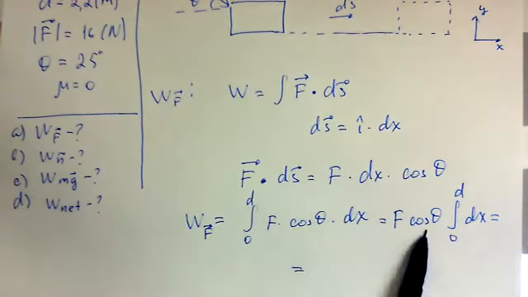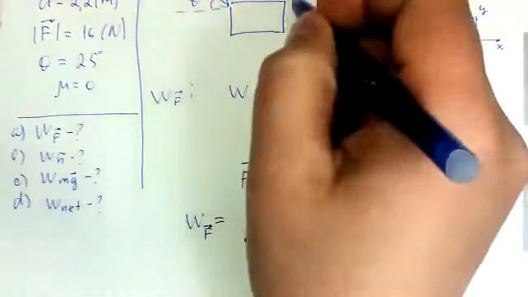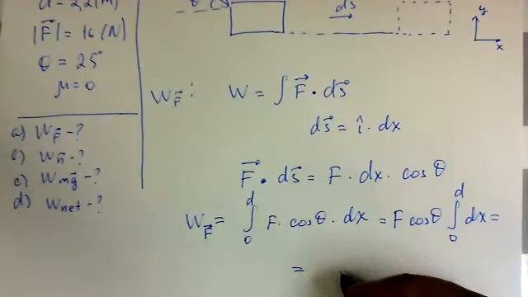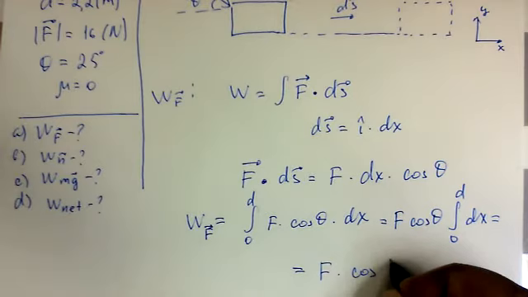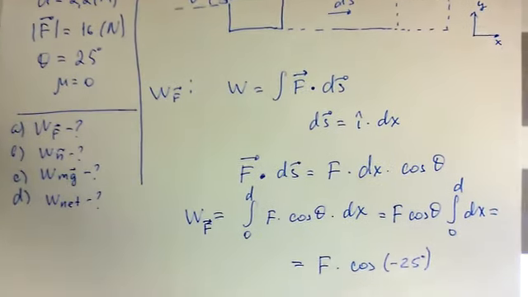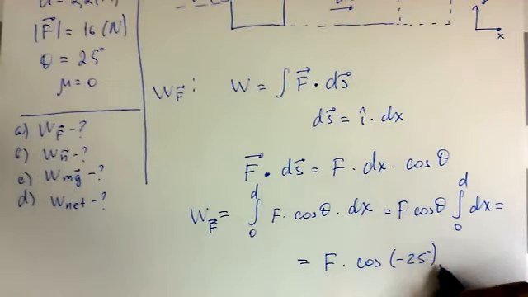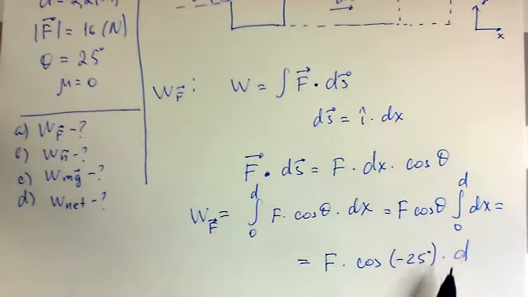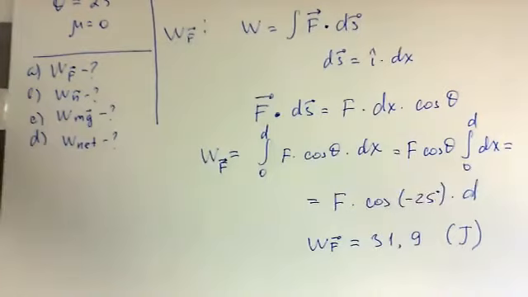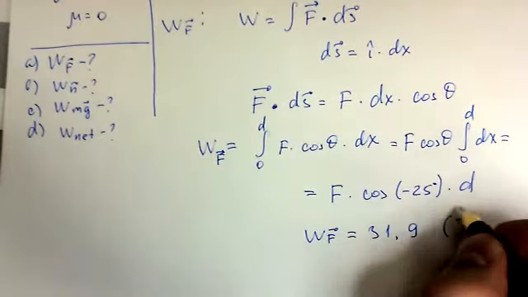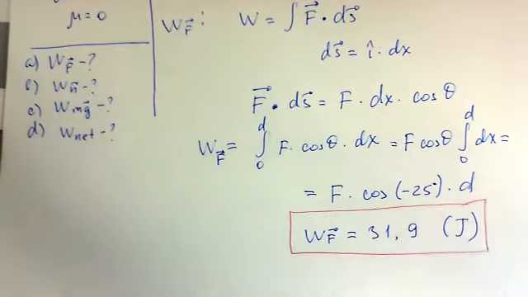Agree? And so let's substitute theta as minus 25 because it is above the horizon. So now the general formula for this work would be F times cosine of minus 25 degrees, so it's clockwise with respect to the x-axis, times d, because the integral of dx is just x. So substitute all the numbers and you will obtain that the work done by the external or applied force is 31.9, and units are joules. Okay. So this is the first part of the problem.